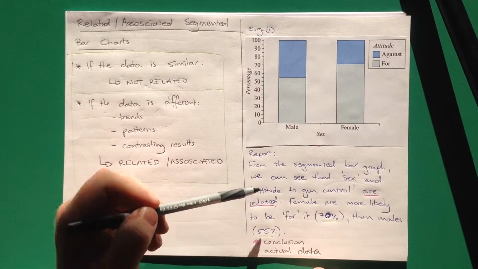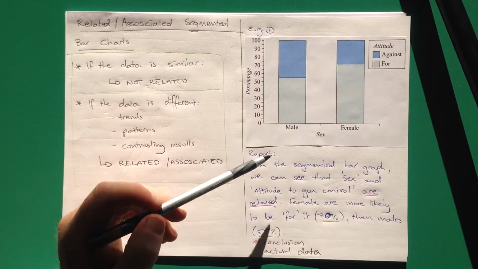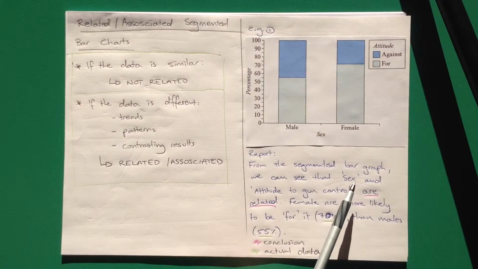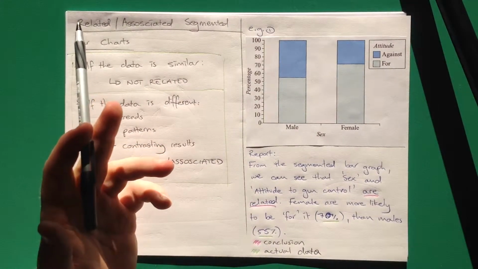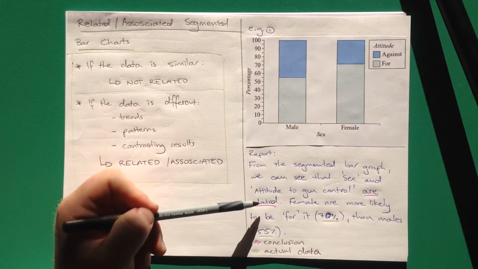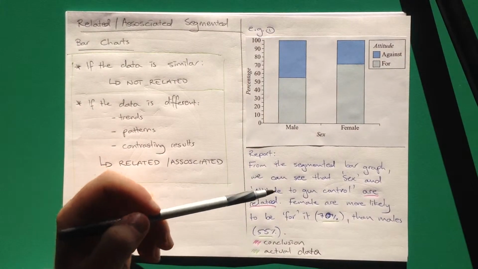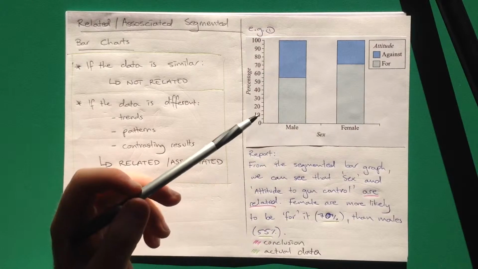So here's an example kind of report we have. I've listed here the variables, just telling us which segmented bar chart I'm talking about. I've listed the conclusion that they are related, and I've given some specific data. So I'll read the whole thing for you.